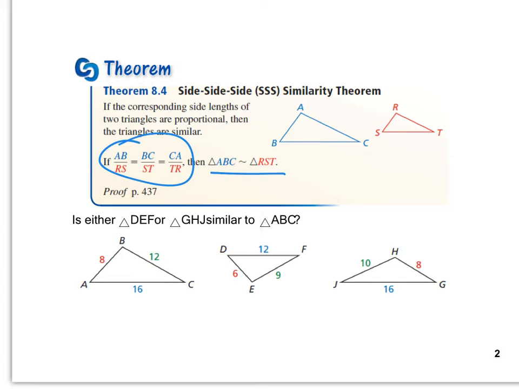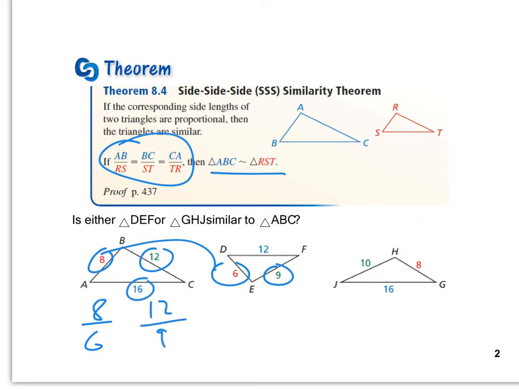And the way we find out is we're going to make some proportions, all right? So we're going to make a proportion. Let's take 8. What does that correspond with? Well, that corresponds with 6 over here. Let's take the 12. That corresponds with the 9. And 16 here corresponds with this 12 here. Now, the big question is, how do we know which way to match them up?